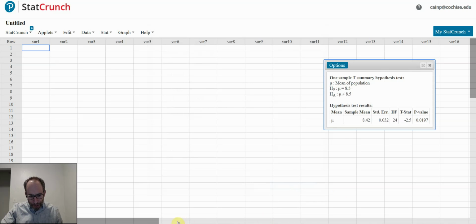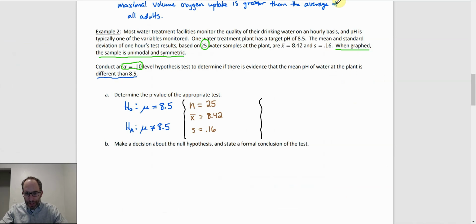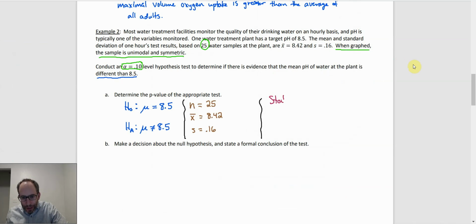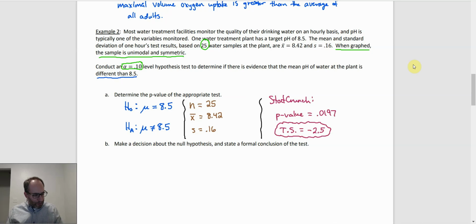All right, so going back here, and I guess this is the part that's usually in maroon. So the StatCrunch part, we had a p-value of 0.0197, and then the test statistic, so to keep in our thought bubble for later, it's -2.5. All right, so I guess then the next thing is, well, what should our conclusion be? I guess what decision are we going to make, and then what should our conclusion be?